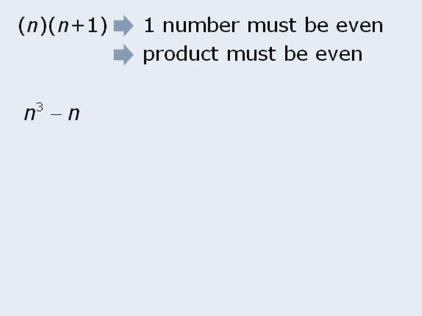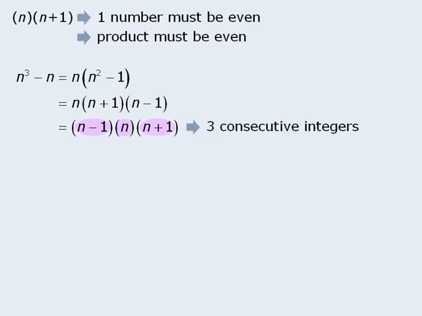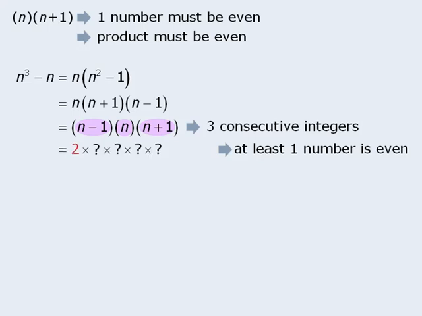Well, to begin, let's take this expression and factor out an n. From here, we can take the n squared minus 1 and factor it to get n plus 1 times n minus 1. Finally, if we rearrange these terms, we can see that we have three consecutive numbers here, which means at least one of those three numbers is even. Now, if at least one number in the product is even, we know that the prime factorization of the expression must have at least one 2.